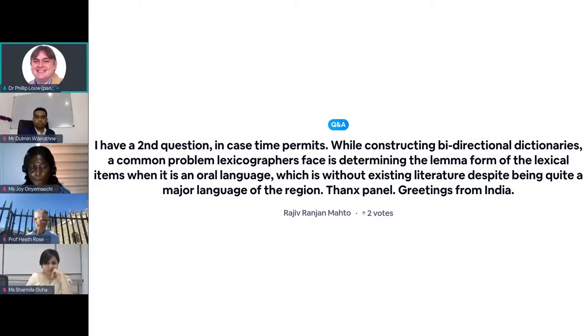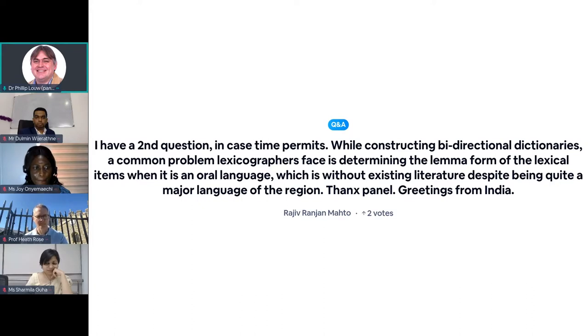It's a question from Rajiv saying, in case time permits, while constructing bidirectional dictionaries, a common problem lexicographers face is determining the lemma form of the lexical items when it is an oral language, which is without existing literature, despite being quite a major language of the region. So how do we get around that?